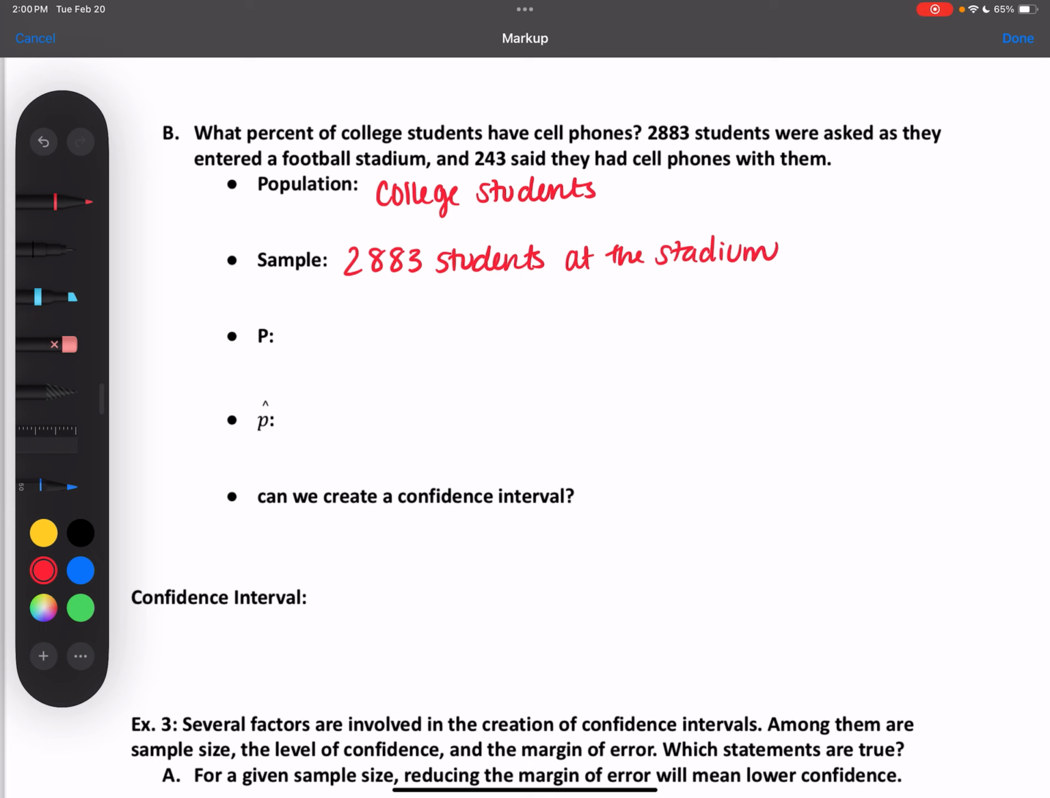So what is P for this one? All the college students with cell phones. The proportion of all students, and I'm just saying students generically, but college students obviously, with a cell phone.